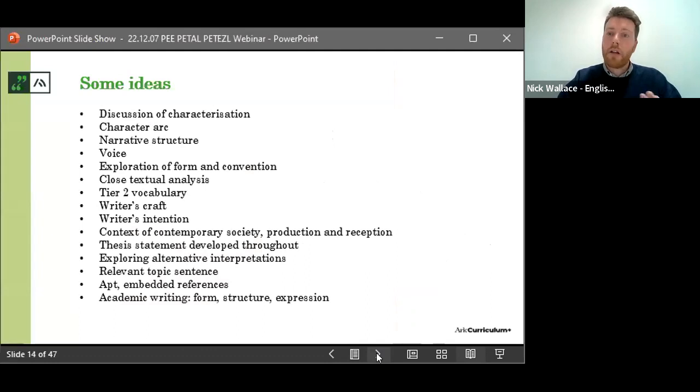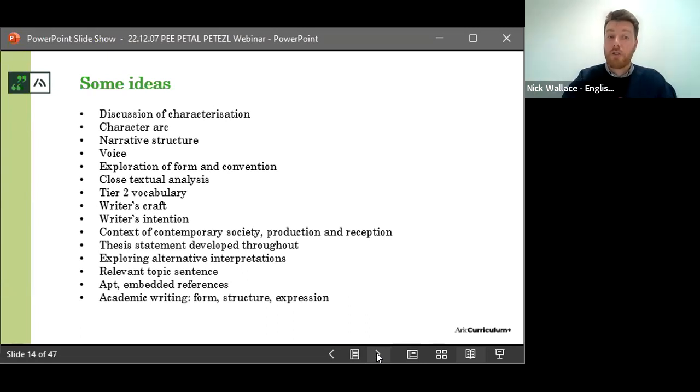So discussion, and this is not comprehensive, and even if we did incorporate everything in the chat, it wouldn't be comprehensive either. This is to illustrate the breadth of different things that we might be expecting students to grapple with. Discussion of characterization, character arc across a narrative, narrative structure, voice, exploration of form, convention, some close text analysis. We might want a student to use some rich, interesting vocabulary to support their analysis.